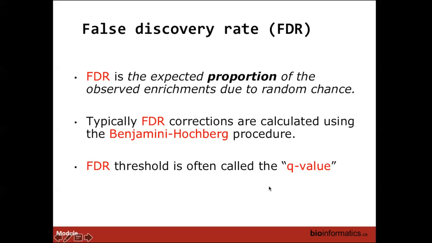The main method to calculate the FDR is called the Benjamini-Hochberg method. And so the result we call the FDR, but it's the FDR q-value.